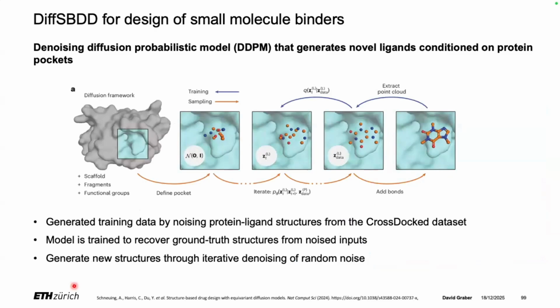And to train this model, they just used all the protein ligand structures in a dataset called the CrossDocked dataset, and then added increasing amounts of noise to these molecules within the binding pocket. And then the model is trained to recover this ground truth molecular structure from the noised inputs. And then if they are successful, they can sample, through iterative denoising of random noise within the pocket, some new structures, new molecules within the binding pocket.